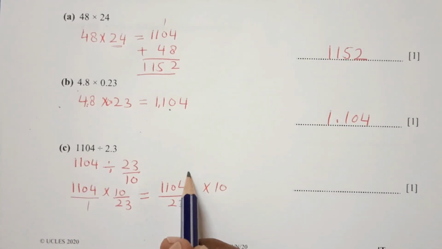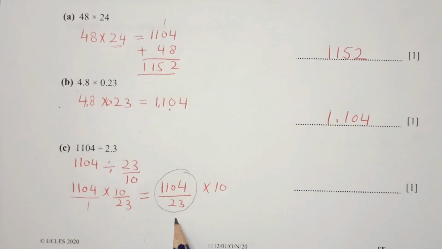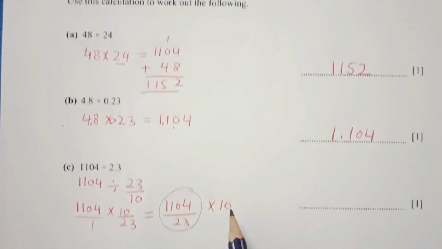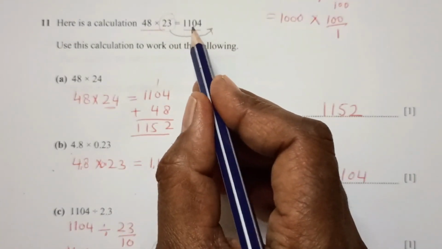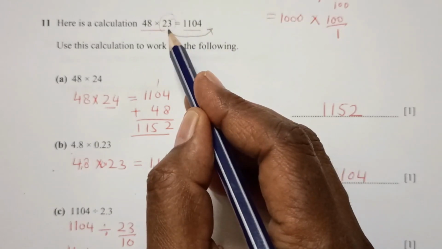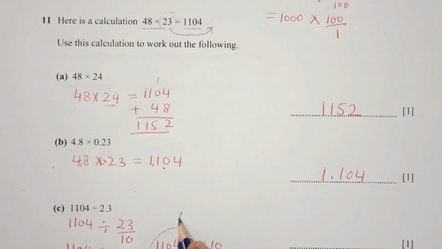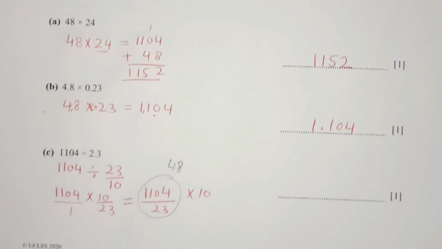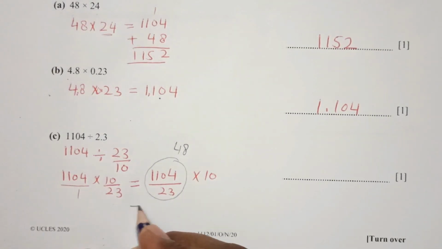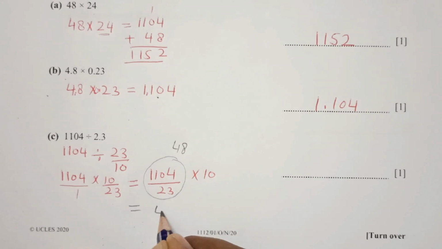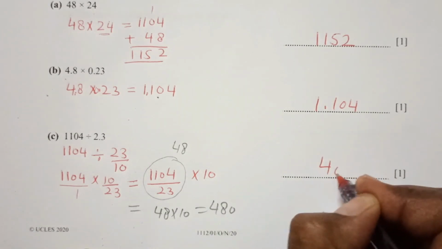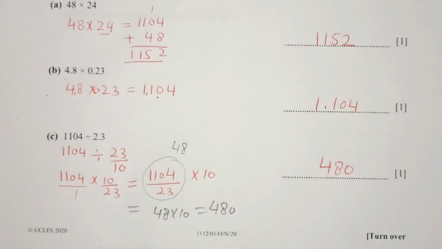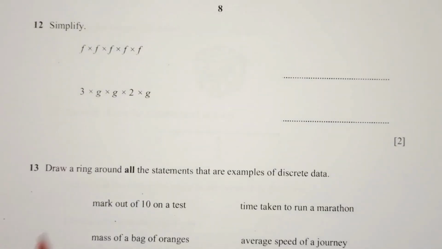So this 1104 divided by 23, if you see the fact here, will be equal to 48. So this is going to be 48 for this. Then we have 48 as the answer of this one, 48 times 10. So that is 480. So the final answer will be 480.